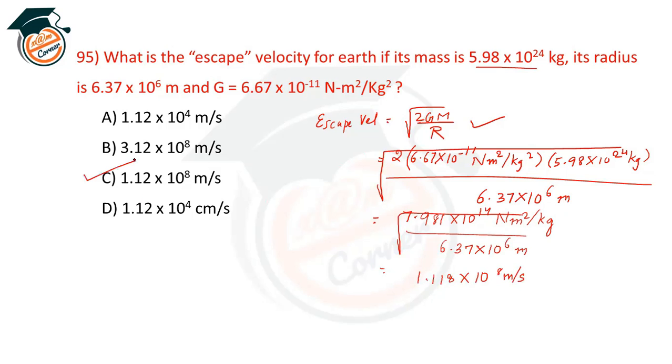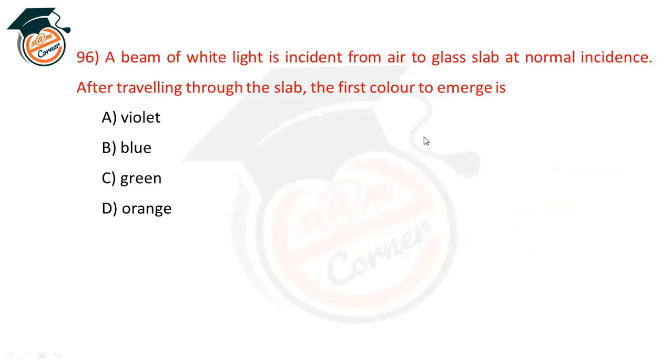So we have to consider this value, because rounded up, 1.12 into 10 to the power 8 can be considered. So one thing you remember, the escape velocity formula is root over of 2GM by R, where G is the gravitational constant, M is the mass, and R is the radius which is given. So direct question: put the values in the formula and we will get the answer.